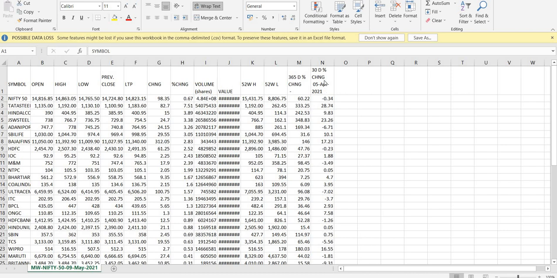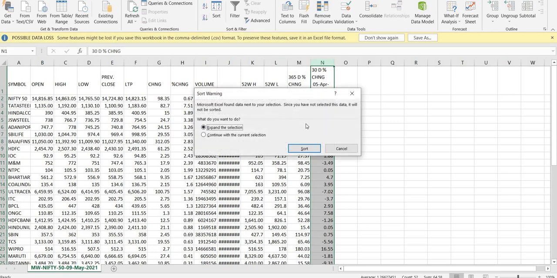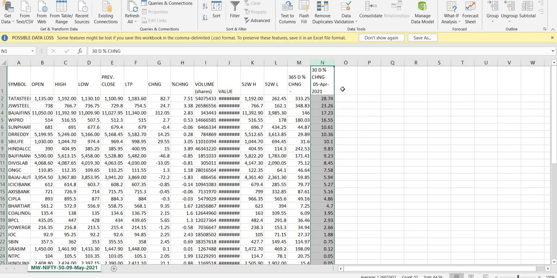Select the last 30 days column, go to the data, and organize it in descending order, largest to smallest. Yeah, sort it. Now you can see it will show you the stocks which have changed the most: Tata Steel, JSW Steel, Bajaj Finserv, Wipro, Sun Pharma, Dr. Reddy's, SBI Life, Hindalco, Bajaj Finance, Divi's Lab, ONGC.